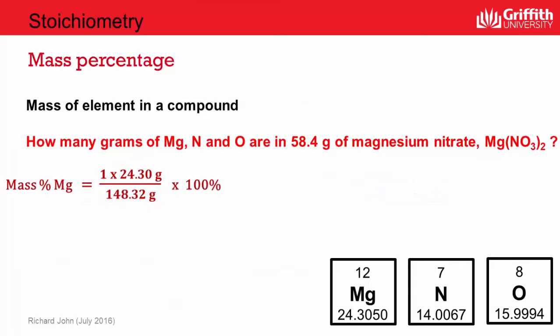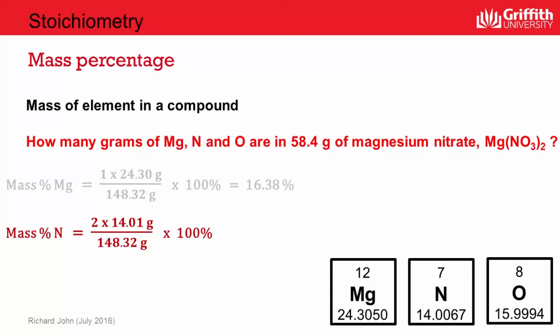So we can start calculating the mass percent of each element, and the mass percent for magnesium will be the magnesium contribution, 1 times the 24.30, divided by the total mass, which we can get from the molar mass. Put that into our calculator, we get 16.38%. The percent mass for nitrogen will be the nitrogen contribution, 2 times the 14.01, we get the 14.01 from the periodic table, over 148.32, which again is the molar mass of the whole compound. Put that into our calculator, we get 18.89%.